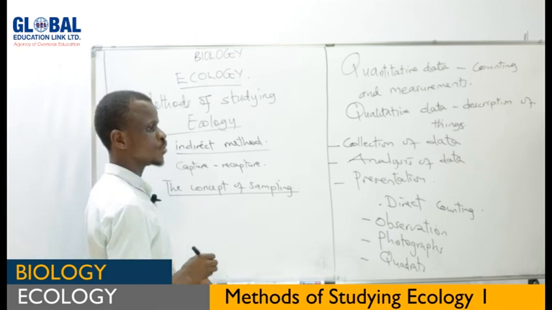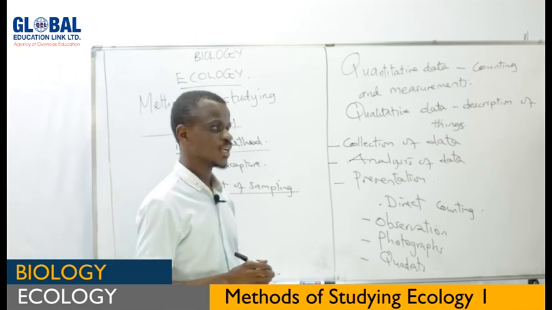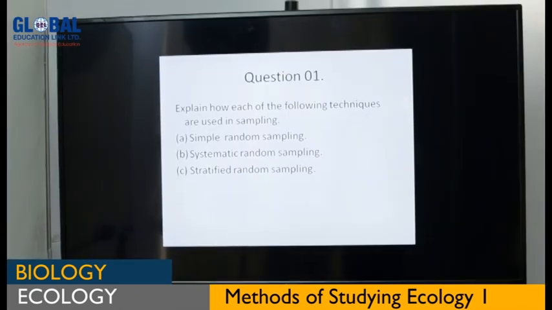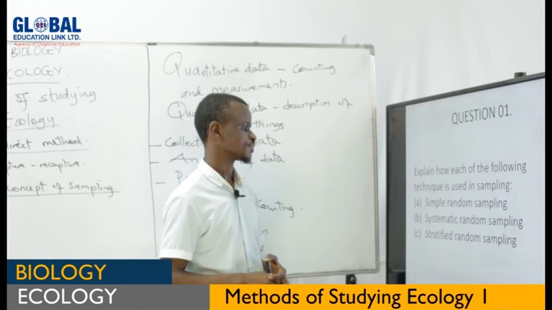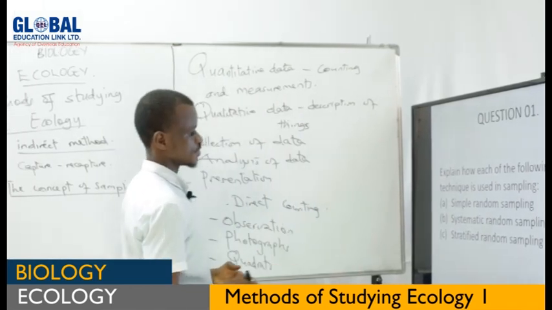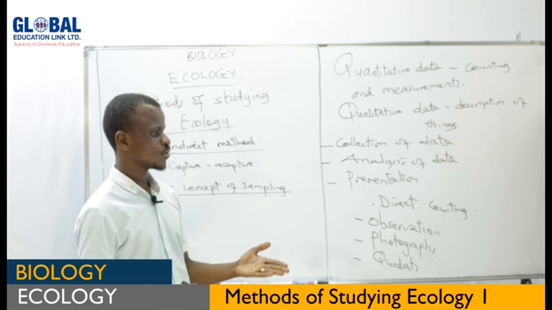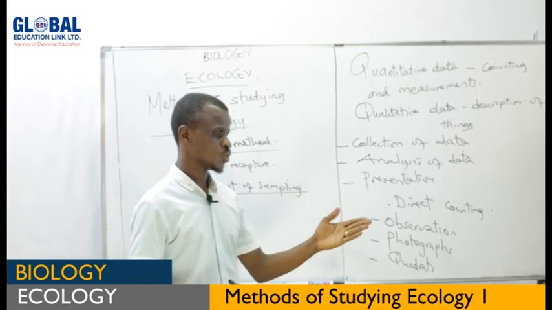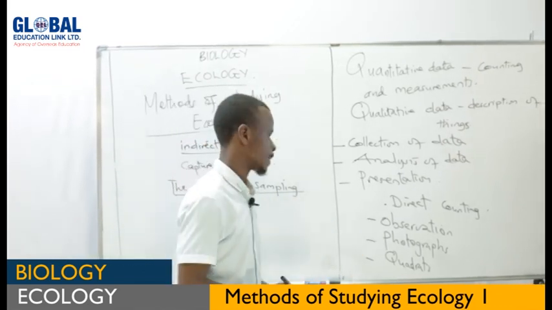Now, I have prepared a guiding question for you. Let us start with question number 1. Explain how each of the following techniques is used in sampling. A. Simple random sampling. B. Systematic random sampling. And C. Stratified random sampling. What are these? If you want to respond properly to this question, student, it's good to know what sampling is.